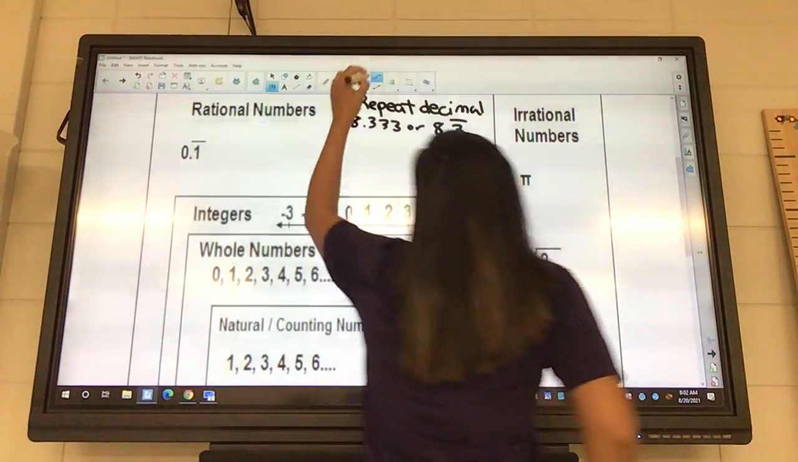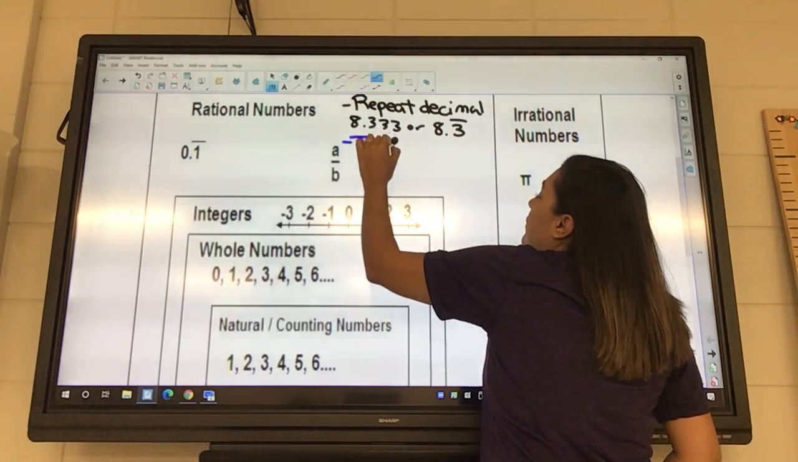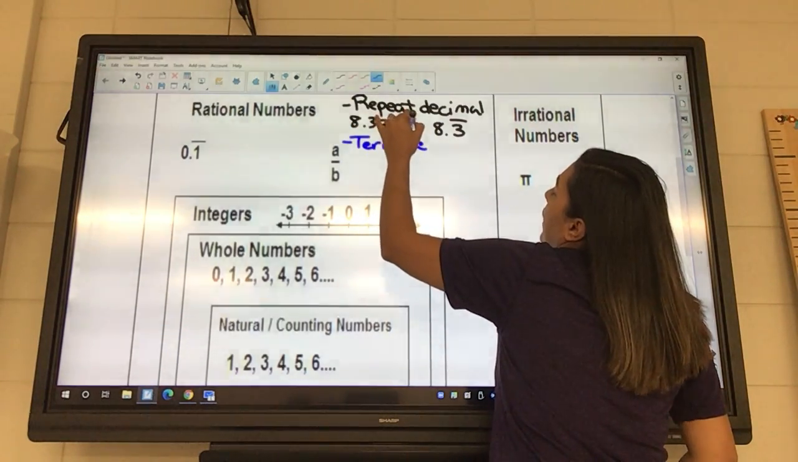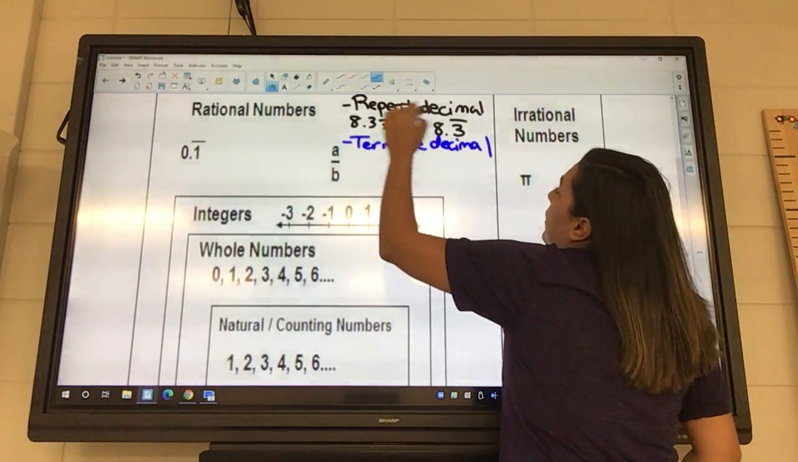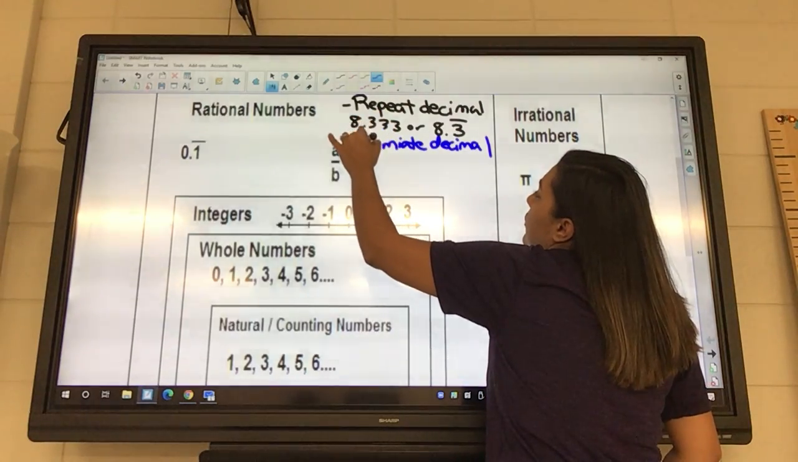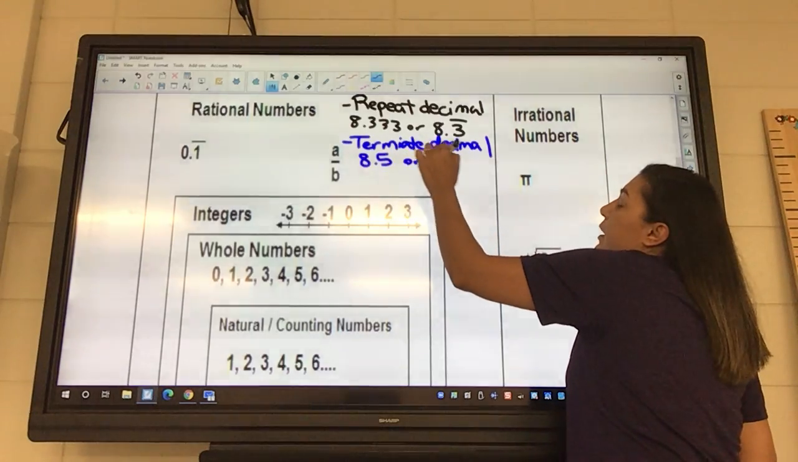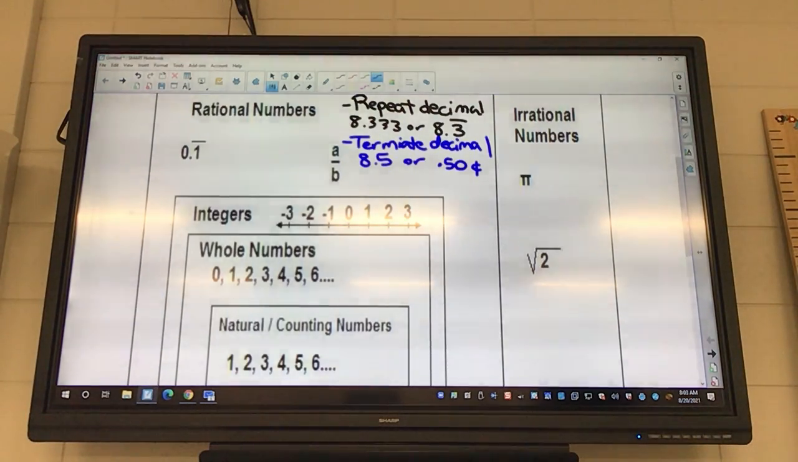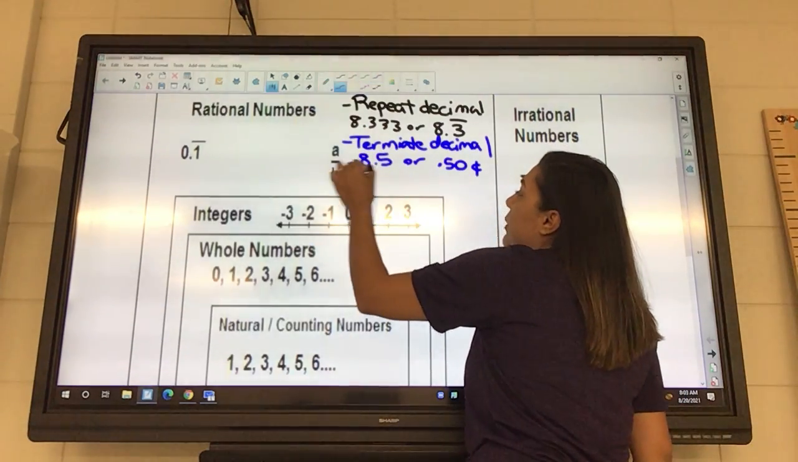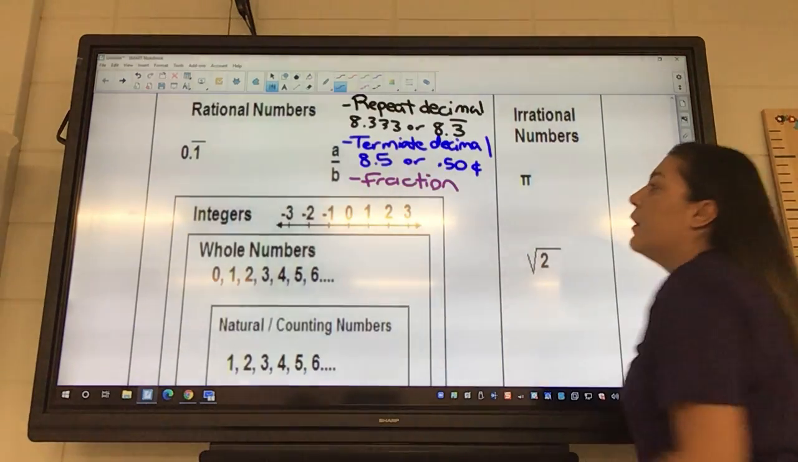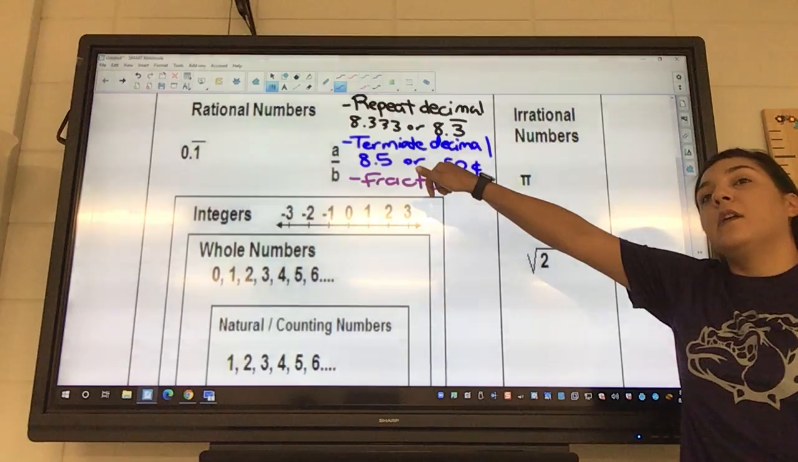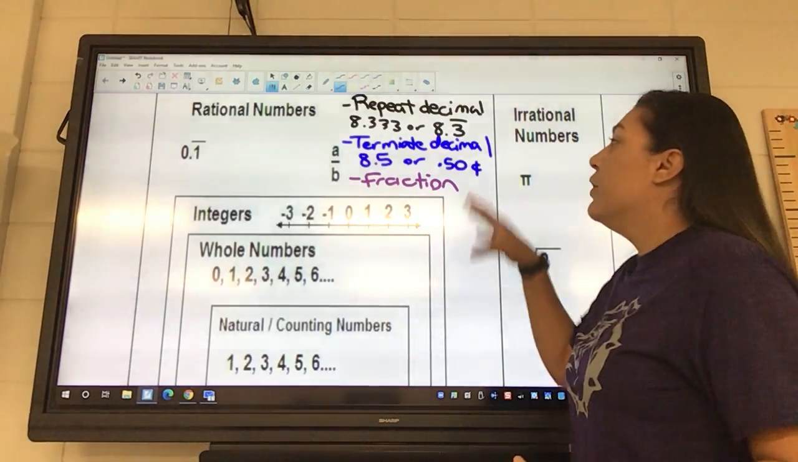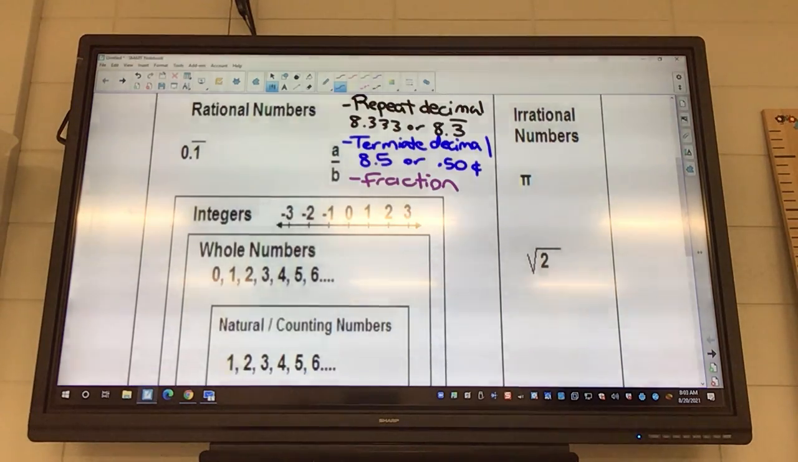Another type of rational number is a terminating decimal. A terminating decimal is going to look like this, like 8.5, or maybe 50 cents. 50 cents is a terminating decimal. And then the last one, it's still a terminating decimal, but I always like to write it, would be a fraction. A fraction is technically 1/2 is 0.5, but if you see it as a fraction, then it makes so much more sense. So those are the 3 types of rational numbers: repeating decimal, terminating decimal, and a fraction.